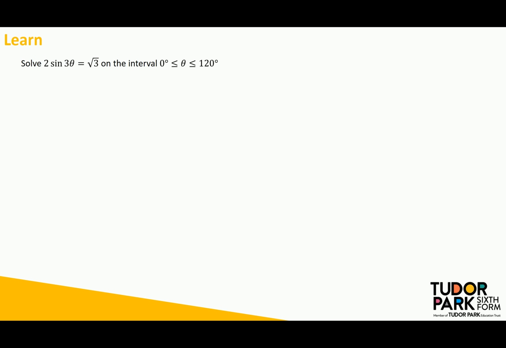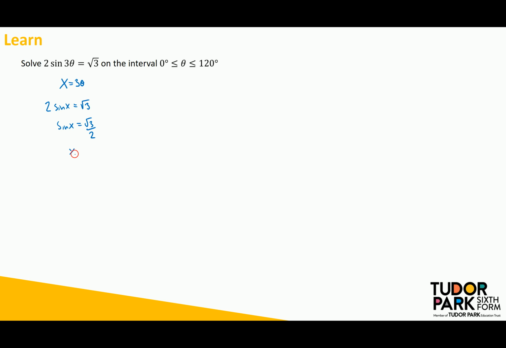So here we have our first example. We've got here 3 lots of theta. Now, we are used to solving equations where the argument is just a single character, so let's make it back to being a single character. I'm going to call that character x. So in place of 3 theta, I'm going to write x. So this becomes 2 sine of x is equal to square root of 3, or sine of x is equal to root 3 over 2.